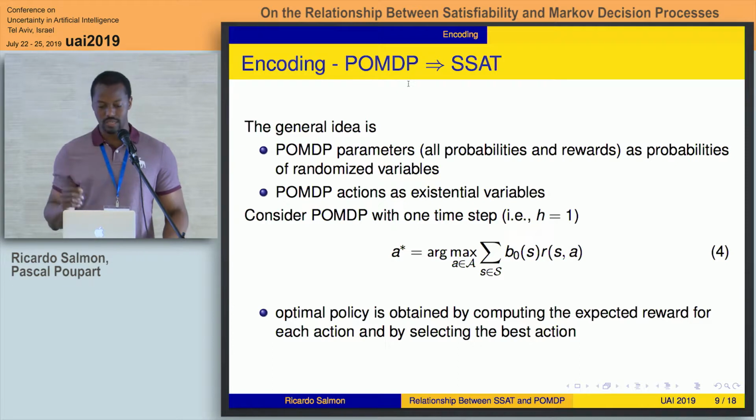In the opposite direction, we look at transforming POMDPs to stochastic SAT. And here we'd like to encode all the parameters, so the probabilities and the reward function of the POMDP, into a randomized variable. And we'll focus on the horizon 1 case for POMDP. So the optimal action to take would be to assign all the actions and choose the action that maximizes this expectation.